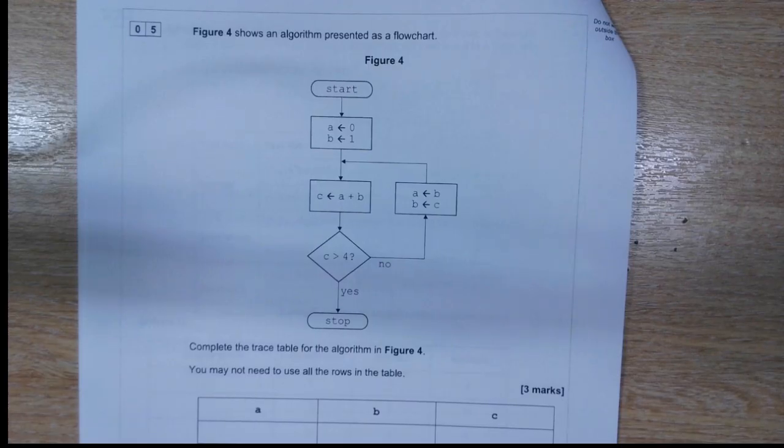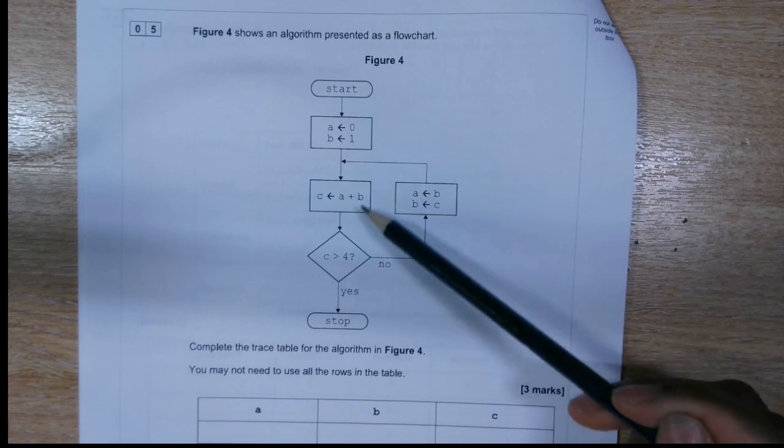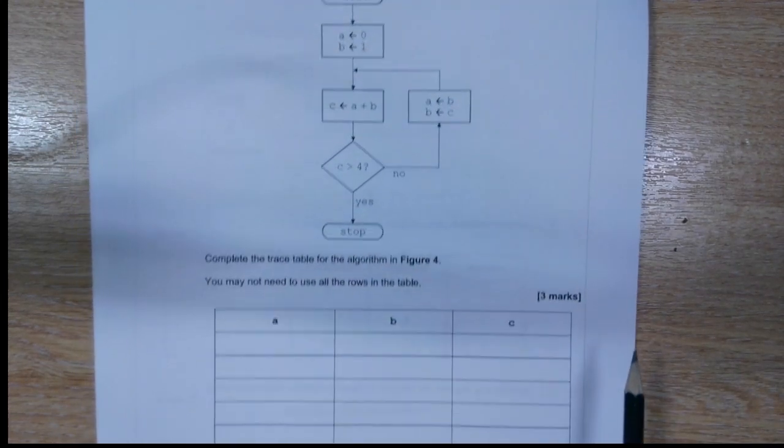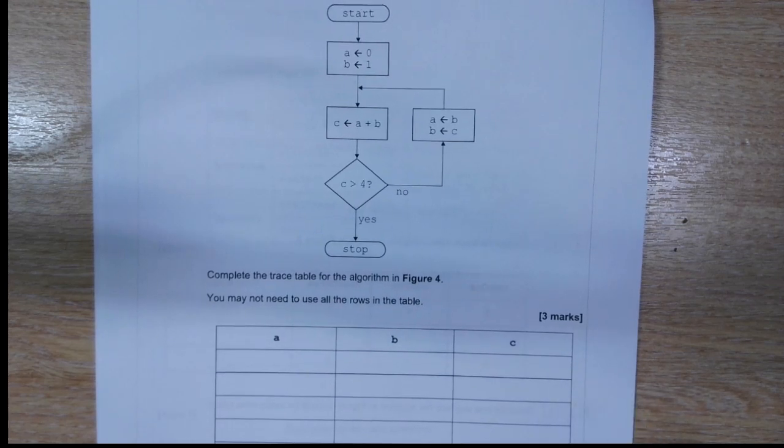Here we have a flowchart. Figure 4 shows an algorithm presented as a flowchart. Complete the trace table for the algorithm in Figure 4. You may not need to use all rows in the table. So all we're going to do is follow it step by step.